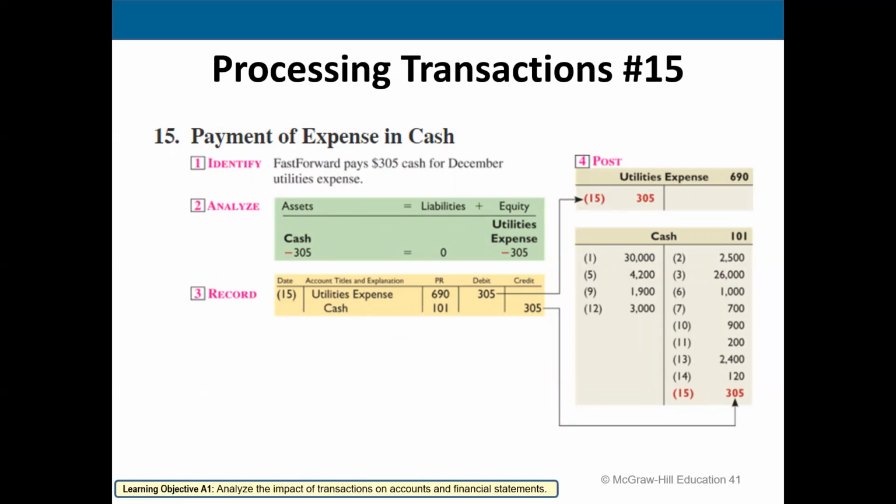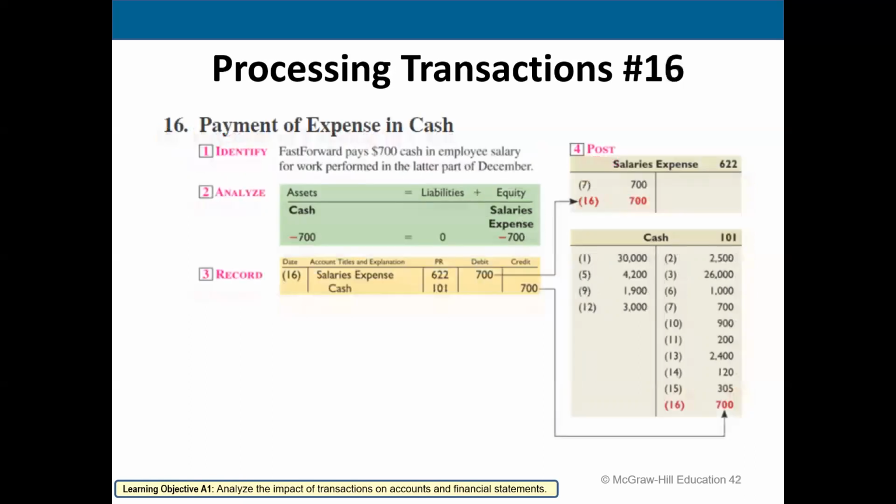Here we'll pay another expense for cash, $305 for utility expense. So again, our cash is going down, utility expense is going up, expenses increase with the debit, and assets decrease with the credit. If you think about it, a lot of business transactions are paying expenses. And so you'll see a lot of these transactions in real life, a debit to an expense and a credit to cash. That happens over and over and over in most regular business.